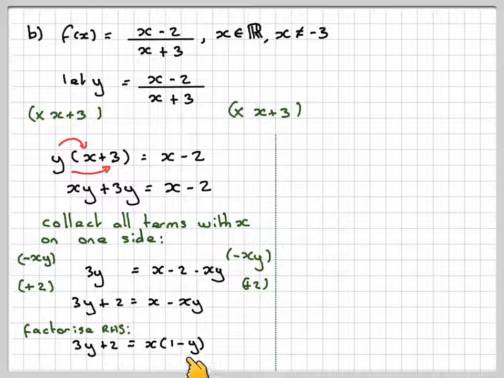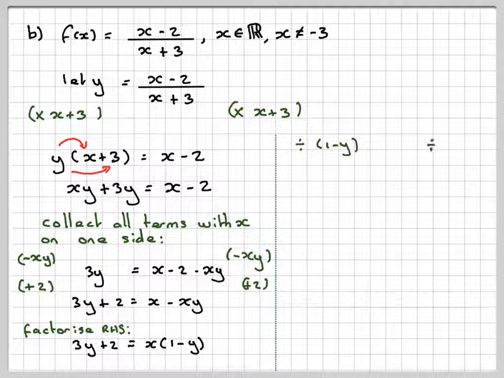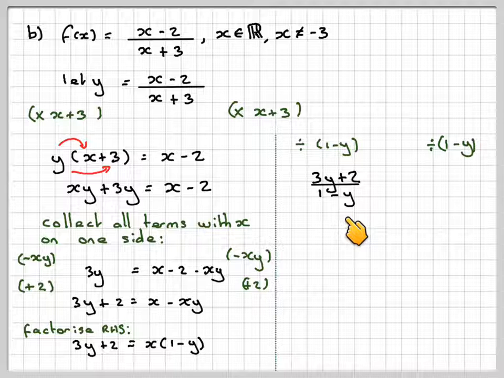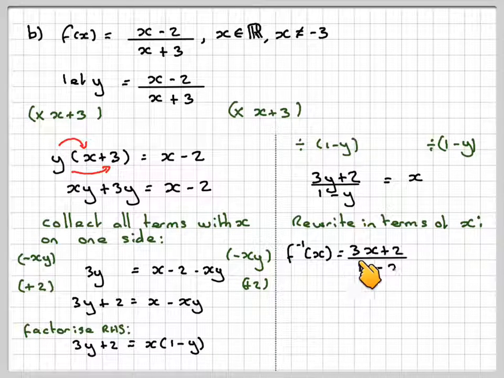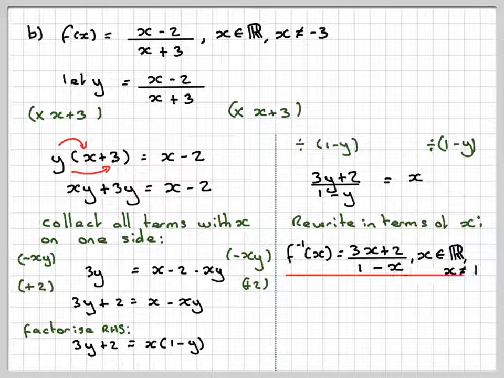So you do need to know how to factorise. Now we've just got 1x, so we can just divide both sides by 1 minus y. And that will give 3y plus 2 over 1 minus y is equal to x. Now we just need to rewrite in terms of x. So that's going to give me f to the minus 1 of x is 3x plus 2 over 1 minus x. x belonging to R, but we cannot put x as 1 into this function. Okay, so this is the inverse function.